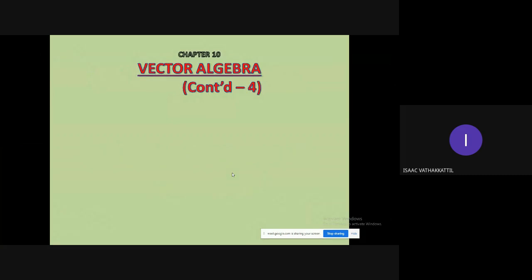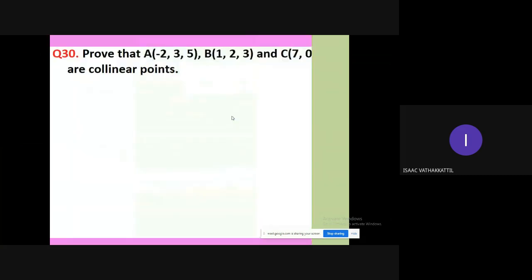So let us continue with the fourth session of vector algebra. We have defined addition, scalar multiplication, and scalar product, which we call the dot product of two vectors. Okay, let us take the question.